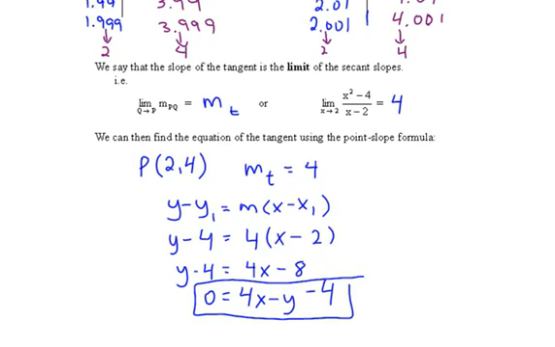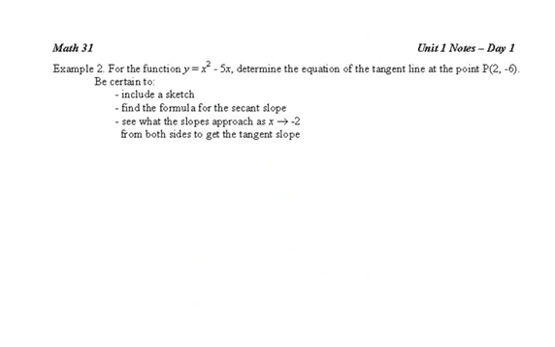Okay, so let's move on. Let's do another example, okay? For the function y equals x squared minus 5x, determine the equation of the tangent line at point 2, negative 6. Include a sketch. Find the formula for the secant slope. See what the slope approaches as x approaches 2, from both sides, to get the tangent slope.